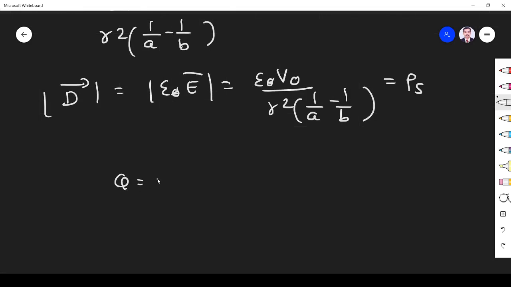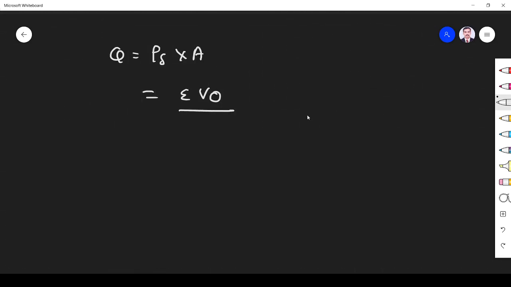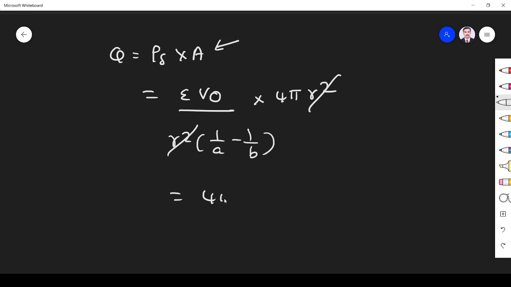So what is my Q? Q is equal to rho S into area. Rho S is epsilon V naught divided by r squared into 1 by A minus 1 by B. The area is that of the sphere, because we are using a spherical capacitor. What is the surface area? 4 pi r squared, right? That is the surface area of a sphere. So r squared cancels, and it will be 4 pi epsilon V naught divided by 1 by A minus 1 by B. That's our Q.